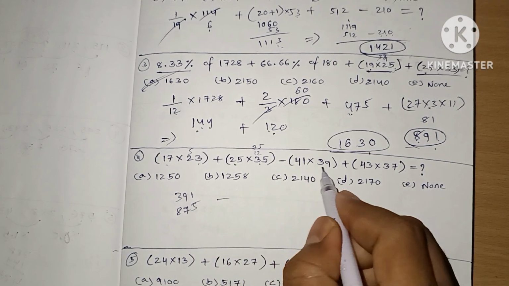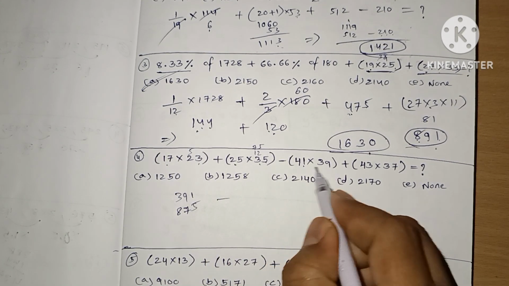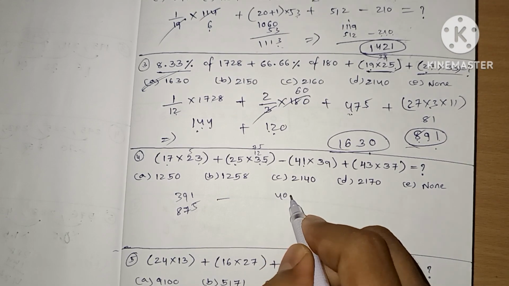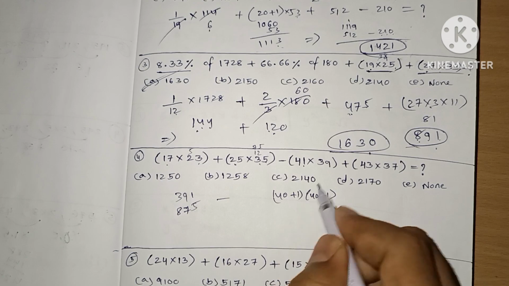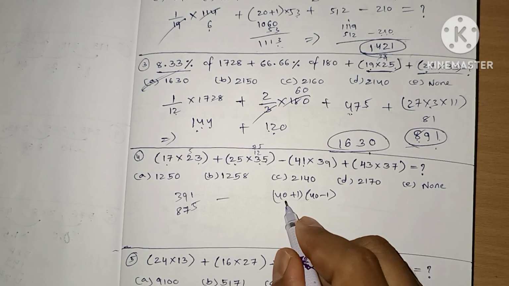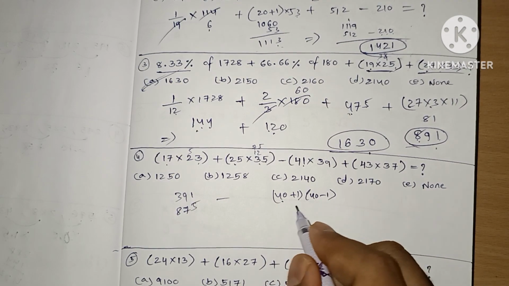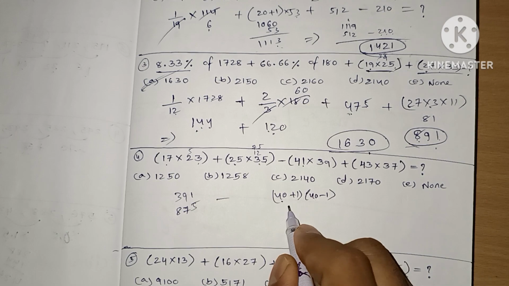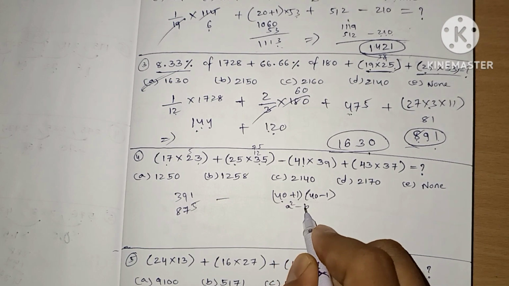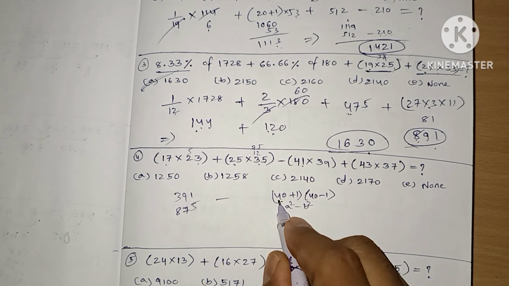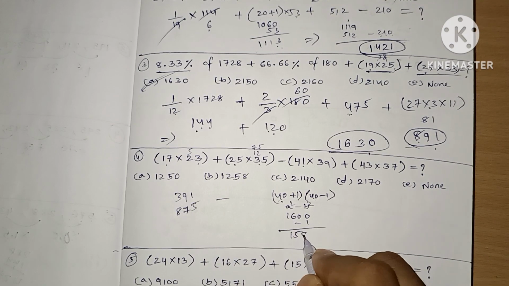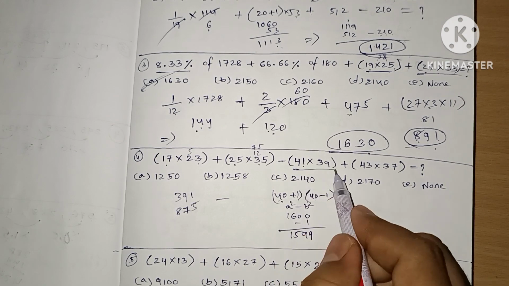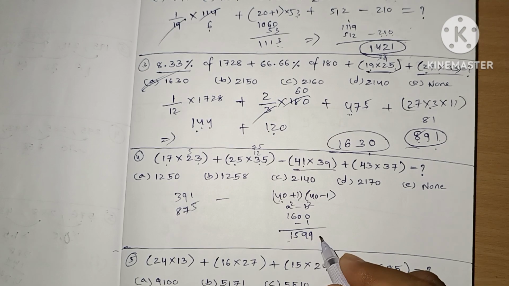minus here it looks like 40 plus 1 into 40 minus 1. So it looks like a plus b into a minus b. The formula for this one will be a square minus b square. So 40 square, which is 1600, minus 1, we get 1599. So the value for this one will be 1599.